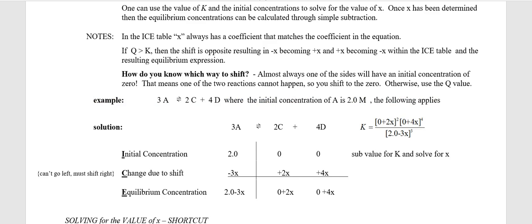Nine times out of 10, something's a 0. Like here in this example, where the initial concentration of A is 2 molar, they're saying you start with A at 2 molar. Well, if you had C and D, they would tell you.